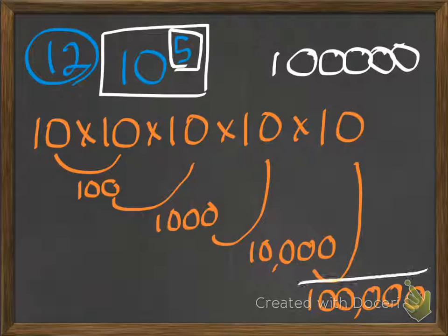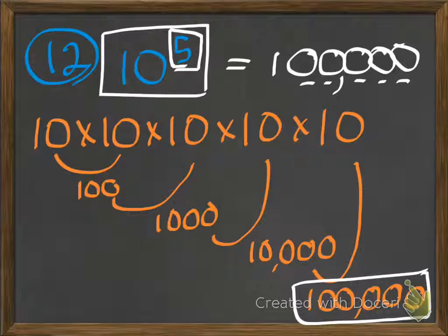So you can see my answer down here is 100,000. It has 1, 2, 3, 4, 5 zeros. So that's kind of cool with tens. You can't do that with other numbers, but you can do that with the number 10 when you write it in expanded form or exponential notation form.